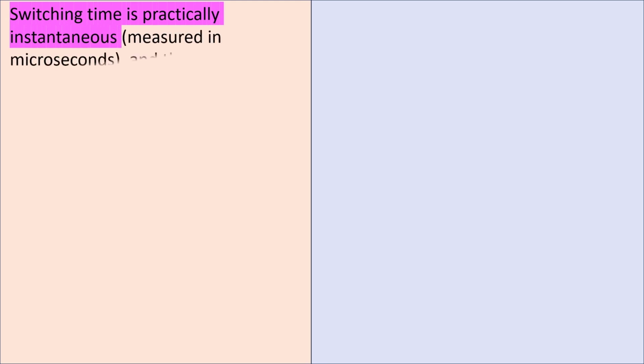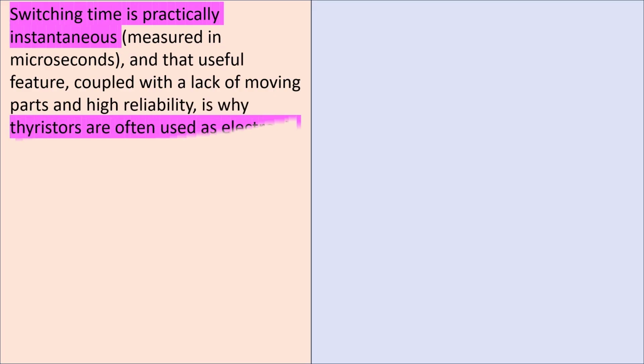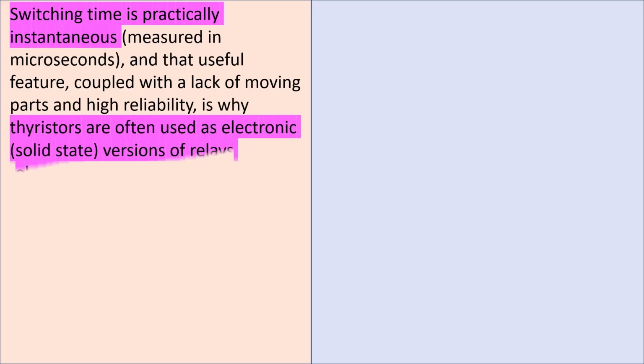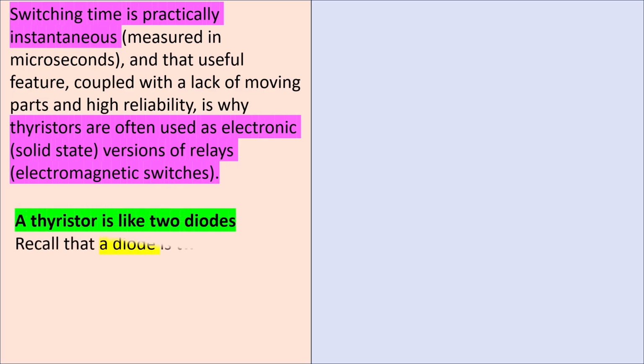Switching time is practically instantaneous, measured in microseconds, and that useful feature, coupled with the lack of moving parts and high reliability, is why thyristors are often used as electronic solid-state versions of relays, electromagnetic switches.